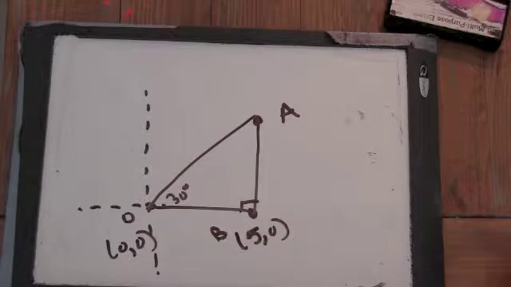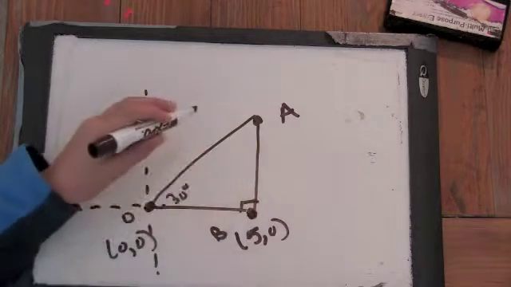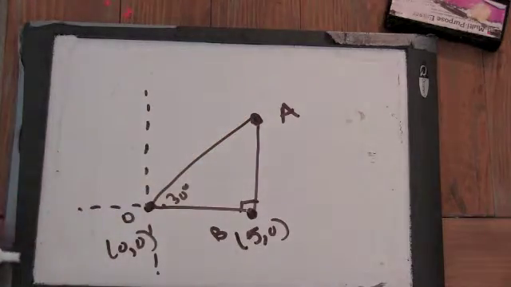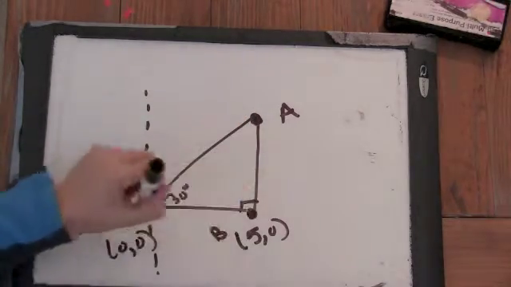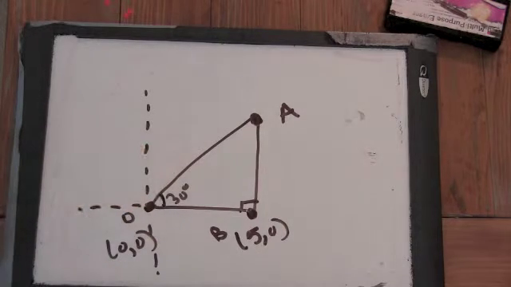Okay, so here's our third problem we're looking at today. It's problem 14 from the 2008 AMC 10B. It says triangle AOB has O at 0, 0, B at 5, 0, and A in the first quadrant. In addition, angle ABO is 90 degrees, and angle AOB is 30 degrees.